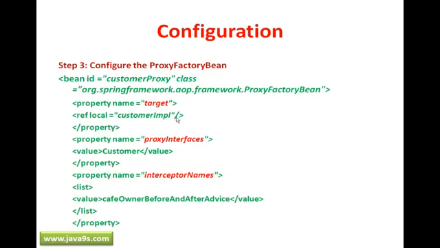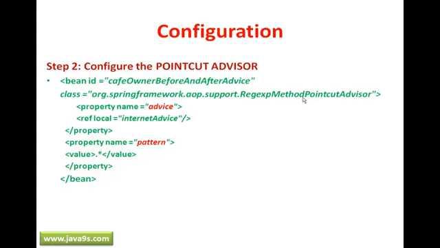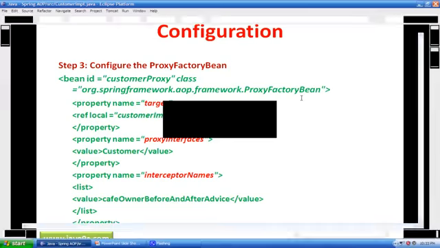So during the runtime, the code generation library will create the proxy bean which implements the customer interface. So it pretends to the caller that it is having a browse method inside it, whereas this will in turn call the target's browse method. Now the third input is going to be the interceptor names, where it will ask for who can give the information about at what point cuts and who is the real advisor. So we are configuring it as a CAFE owner before and after advice, which is our regular expression method point cut advisor. Now let us see this example with an execution.